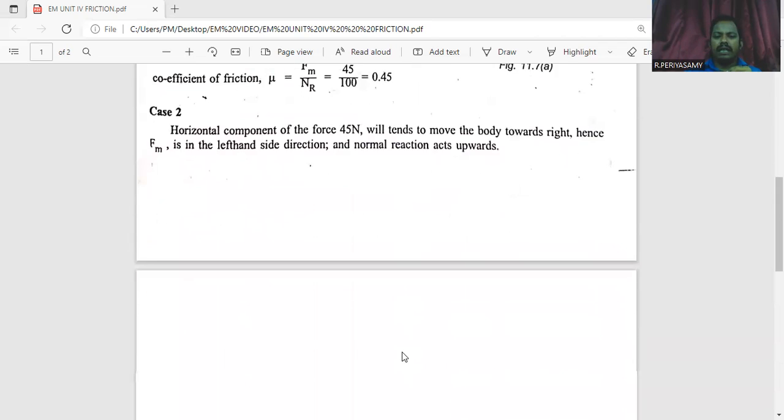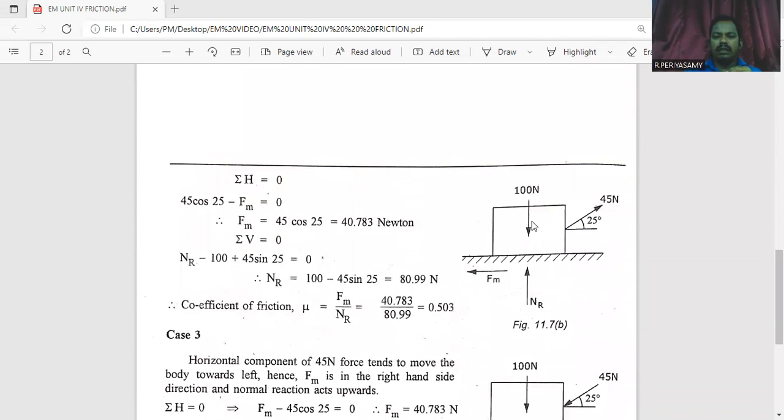Next, we consider the second case. This is the free body diagram for the second case. When the body rests on the rough surface, its load of 100 Newton acts in the downward direction. At the same time, the normal reaction force acts in the upward direction. When the load acts in the rightward direction, the body also moves towards the rightward direction. The body moving in the rightward direction means the frictional force will develop in the leftward direction.